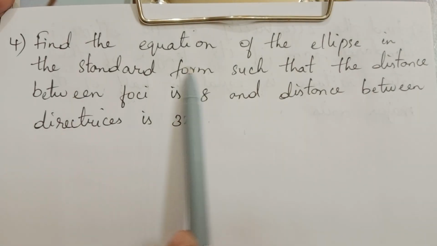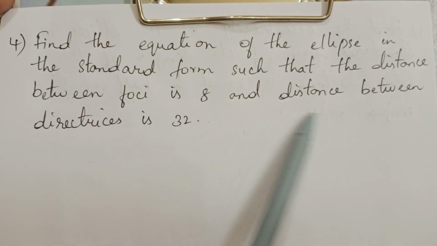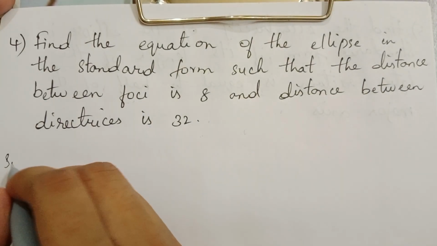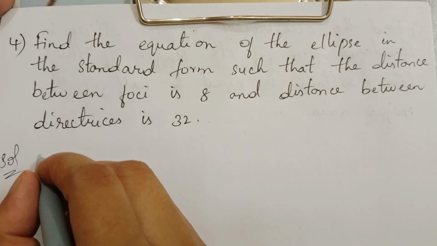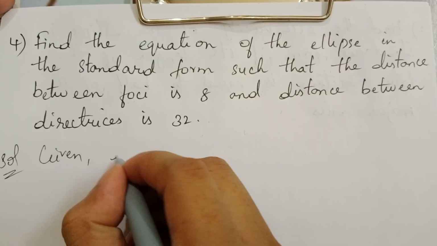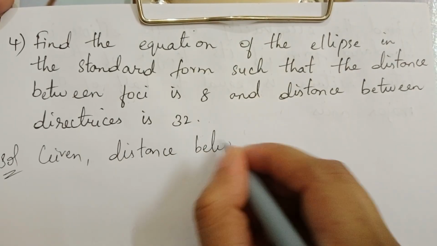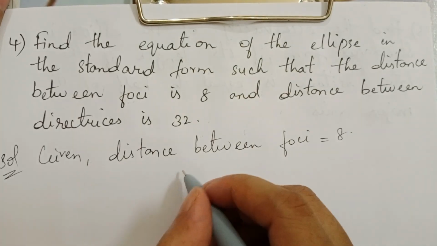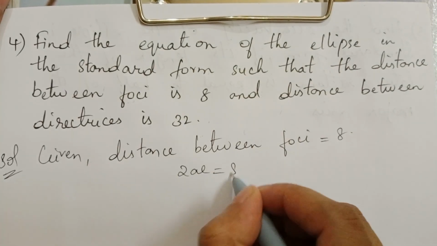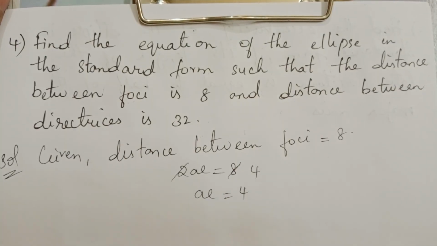Fourth question is: find the equation of the ellipse in the standard form such that the distance between foci is 8 and the distance between the directrices is 32. So here also we should get it in the standard form. So we'll find the values of a square and b square. So the given value is the distance between foci, which is equal to 8 here. So the formula is 2ae is equal to 8, two goes to one side and four remains. So ae is equal to 4 here.